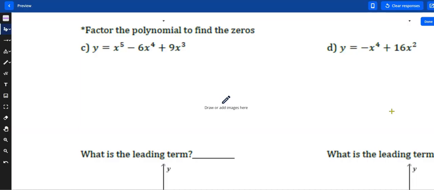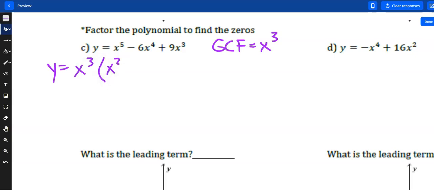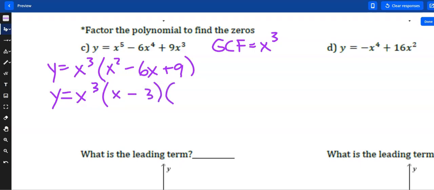Factor the polynomial to find the zeros. Okay, so now they put it in standard form. They want me to do the factoring. This is what we talked about doing earlier. Y equals, looks like there's a GCF on this of x cubed. So I'm going to pull an x cubed out of each one of those, giving me x squared minus 6x plus 9. But then we can see that we can continue to factor this into x minus 3 and x minus 3.